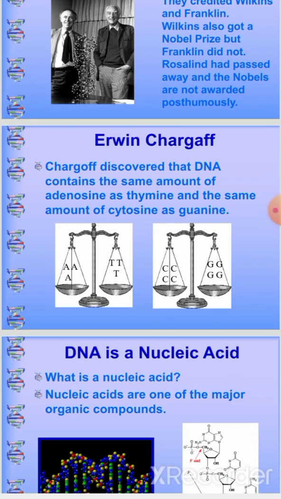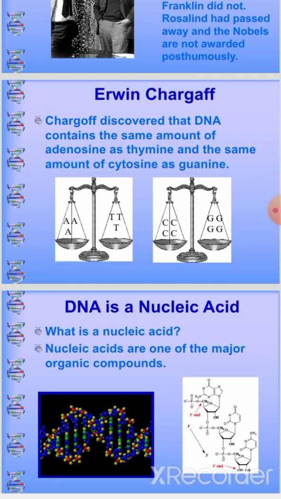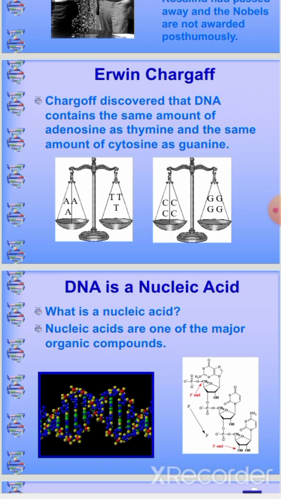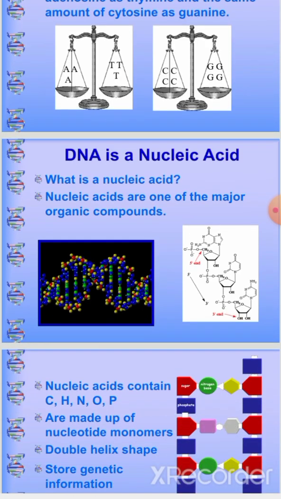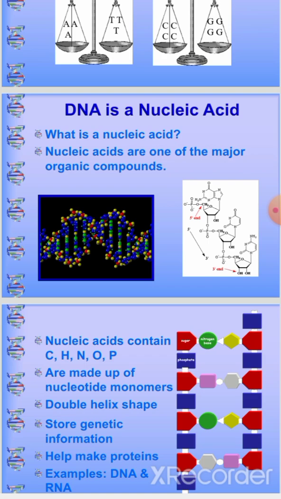The next scientist is Erwin Chargaff. Chargaff discovered that DNA contained the same amount of adenine as thymine and the same amount of cytosine as guanine. DNA is a nucleic acid. What is a nucleic acid?